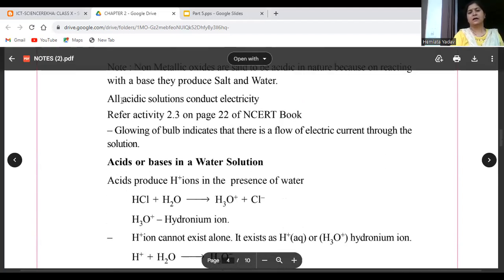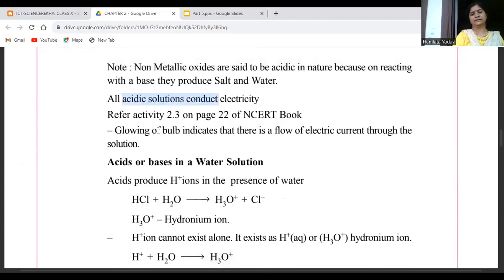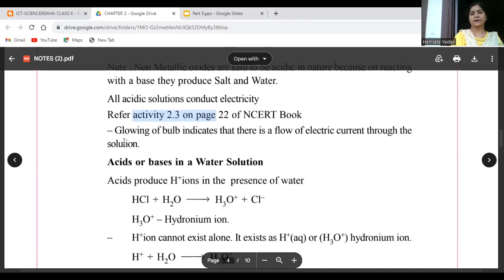All acidic solutions conduct electricity, and the glowing of the bulb indicates this in activity 2.3. When you have acid in the beaker and you connect two electrodes and connect the circuit, then there will be conduction and the completion of the circuit, because acids are good conductors because of hydrogen ions.